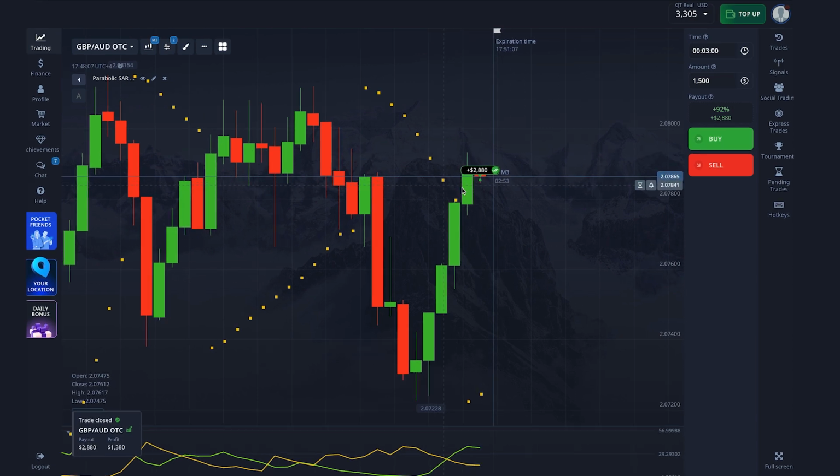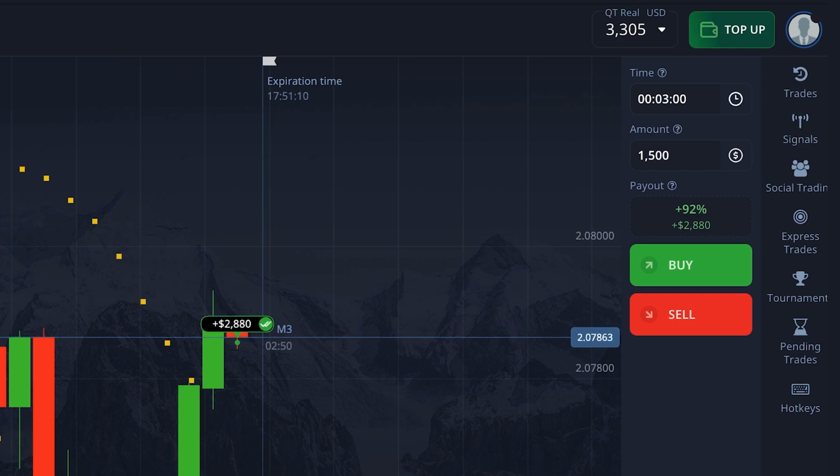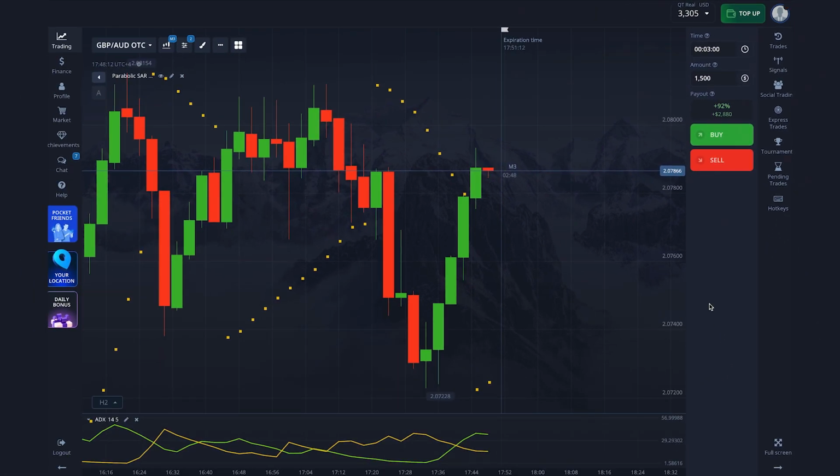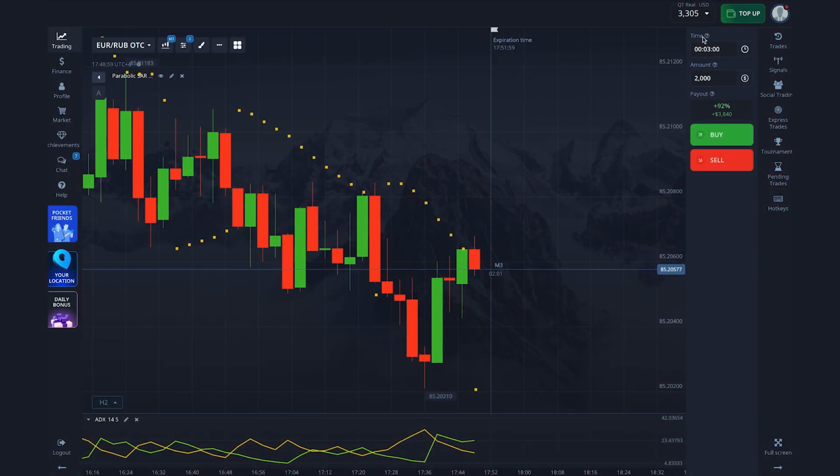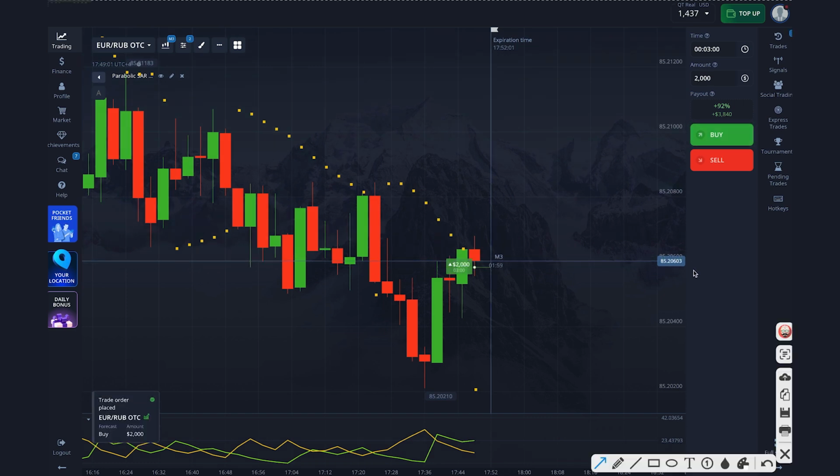Yes, the trade brings a profit of $1,380. My balance is growing. Let's continue. Good signal. Expiration time is 3 minutes. I open a buy trade for $2,000.